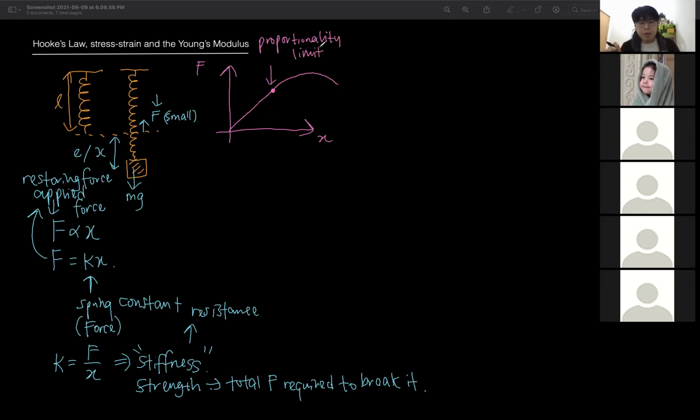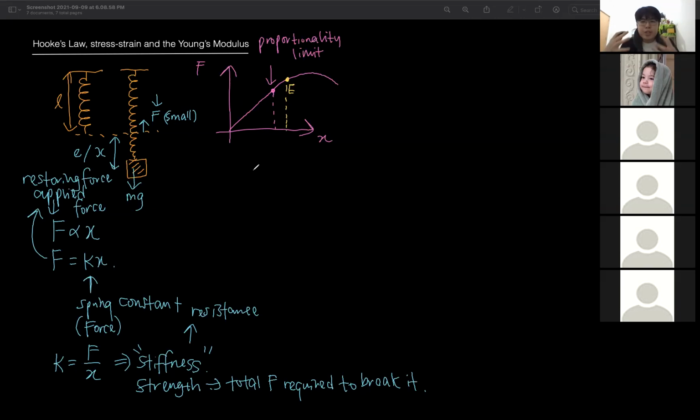Proportionality limit. Beyond this limit, it is no longer proportional. Meaning that after this point, this graph will start to curve. It only remains a straight line until here. So where is the elastic limit then? The elastic limit is slightly further than the proportionality limit. This is the elastic limit, somewhere here. I'll name it E. So this is X here.